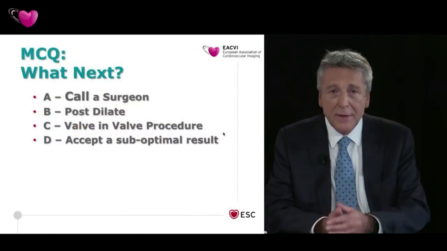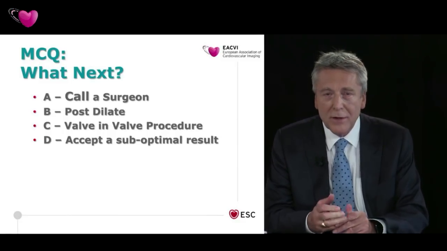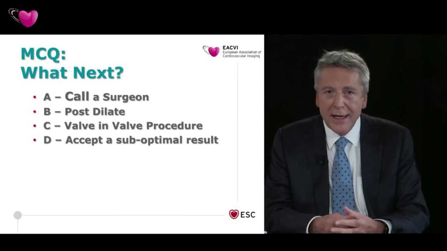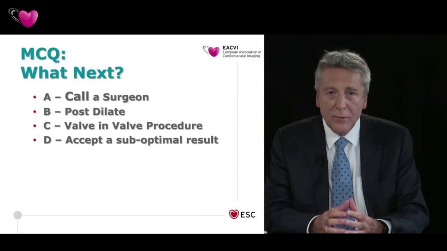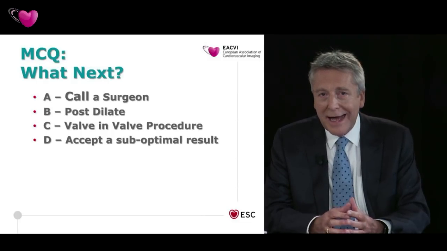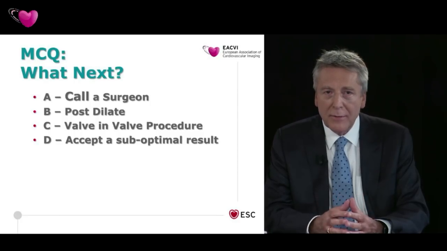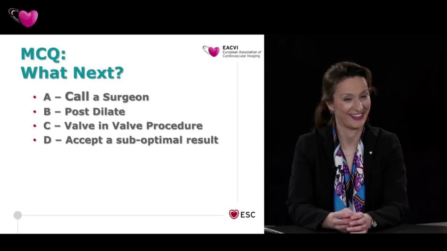So now, time for you to do a little bit of work and see what you think we should do next. So you're in the cath lab, this has happened. What would you do? A, call a surgeon. If you think we should have post-dilated, then vote B. If you do a valve-in-valve procedure, then vote C. And if you just accept a suboptimal result and put up with the aortic regurgitation, then D is the one you should vote. Great. That's a very difficult case, I think.